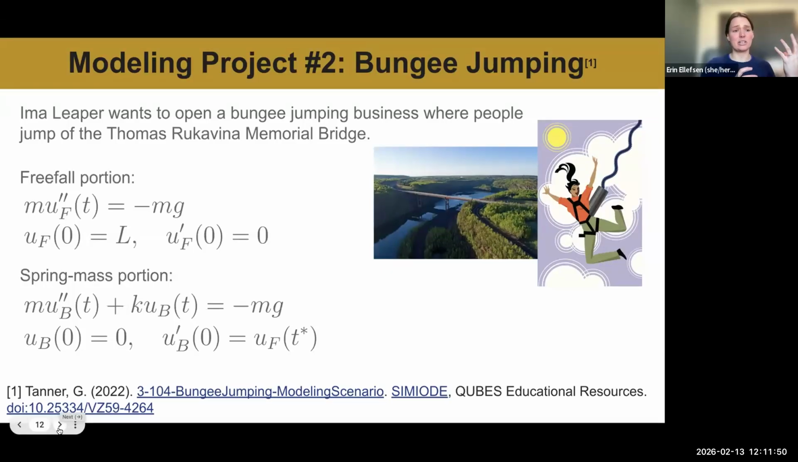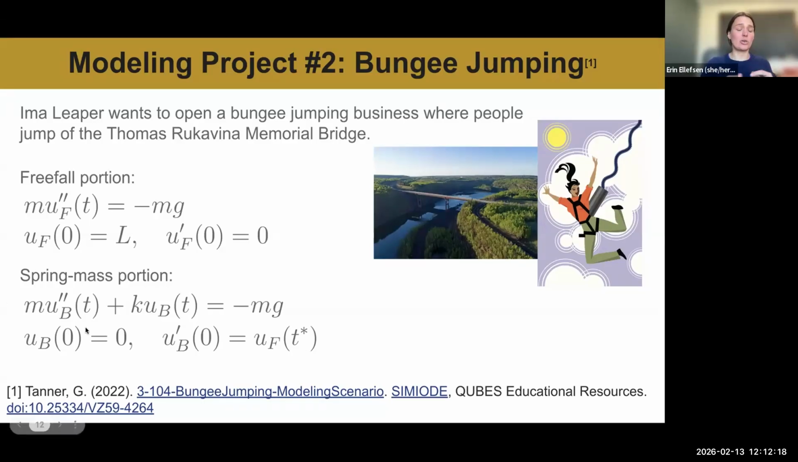All right. So here's an example of part of the modeling decisions they have to make: they have to decide how to deal with switching from free fall to the bungee jump portion. And there are a lot of different difficult things about this. One of them is getting the initial conditions for the bungee jump portion from the previous model. So they're dealing with some piecewise problems here.